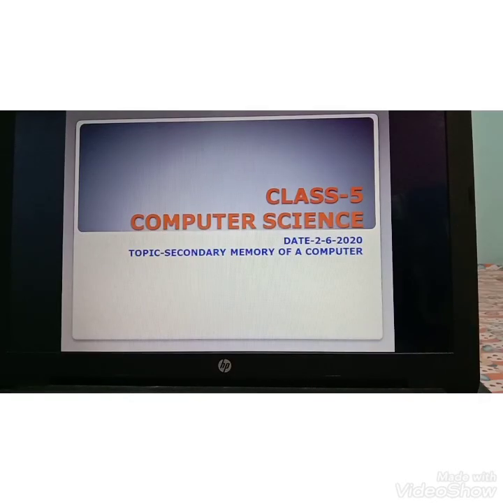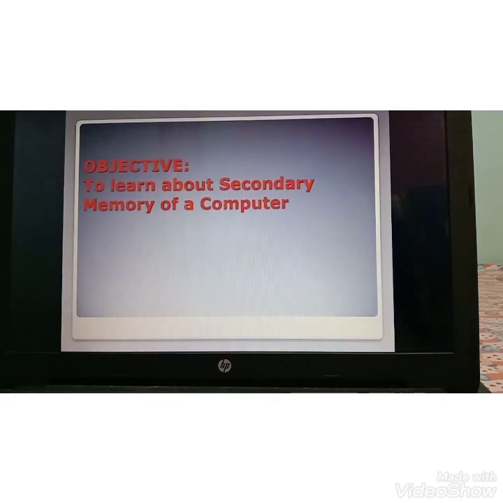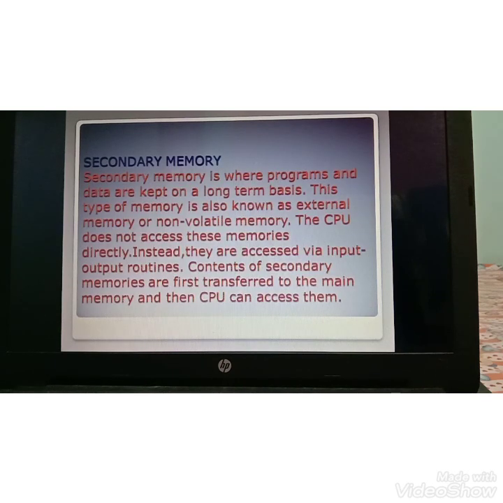Our topic today is secondary memory of a computer. Everyone, refer to your textbook, page number 13, and the topic secondary memory of a computer, which we are going to discuss. The objective of this topic is to learn about the secondary memory of a computer, or we can say the storage devices of a computer. Right? Now, what is secondary memory?